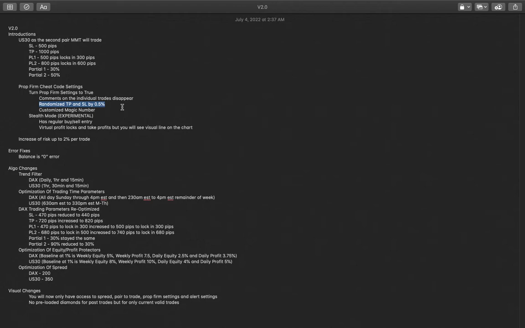All right, could be 0.1, 0.2, 0.3, 3.1 pips, 0.4 pips. It's going to be a random number within 0.5%, so it doesn't mess anything up. It's not a huge shift from your take profit and stop loss, but it will be different from all other accounts. Now your profit locks and your partials and all that will be at the exact same levels they're supposed to be at, but your take profit and stop loss will be the only thing that actually gets randomized.